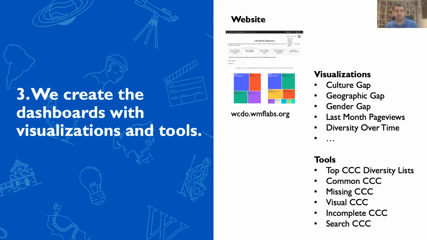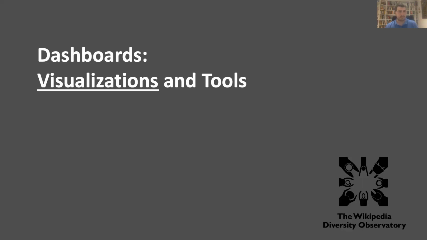We have visualizations for every kind of gap, for every category: the culture, the gender, the geography, based also on the articles with more page views, and also over time, like the Diversity Over Time dashboard. And then we have a set of tools aimed at showing a specific list of articles based on relevance, on common sets of articles between Wikipedias, on those having fewer pictures, etc. While the visualizations allow you to monitor the progress, the tools allow you to bridge the gaps.